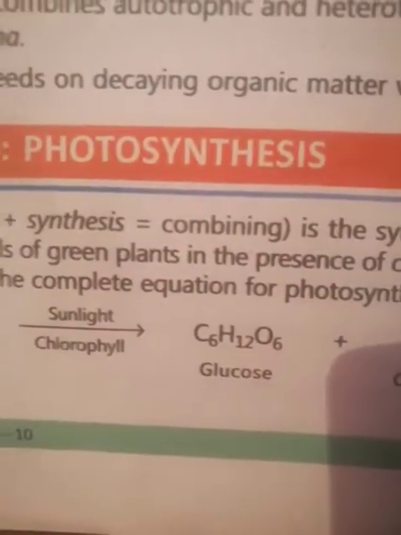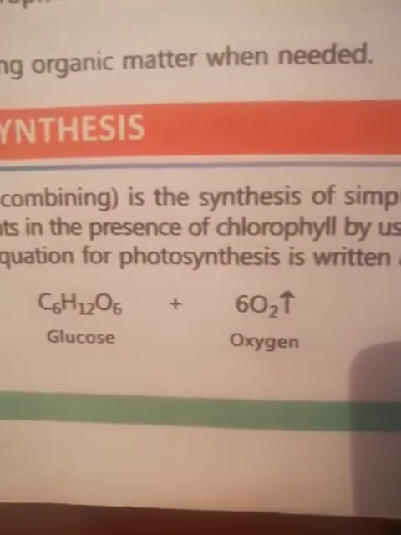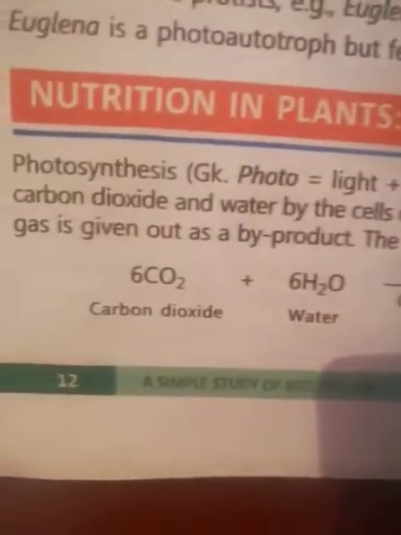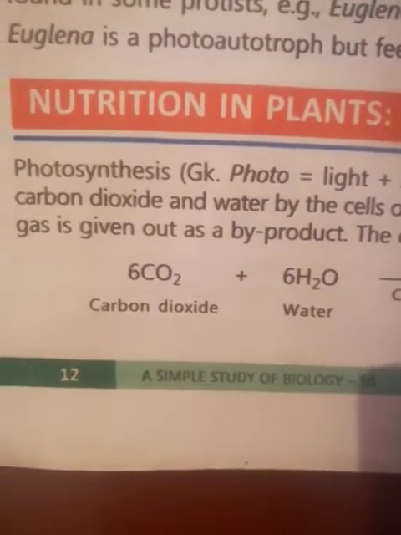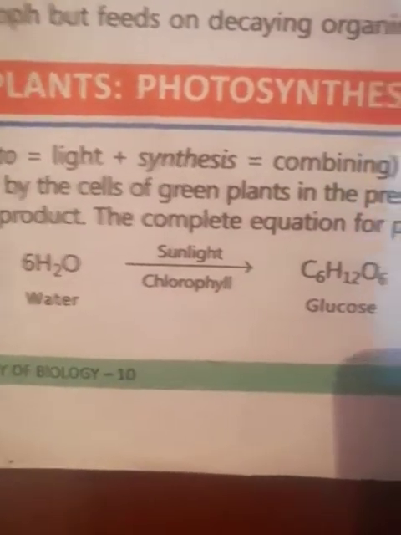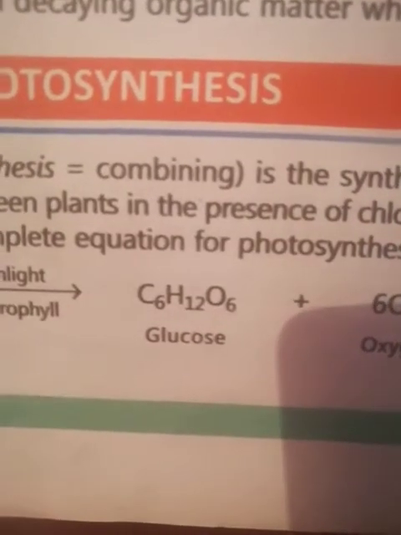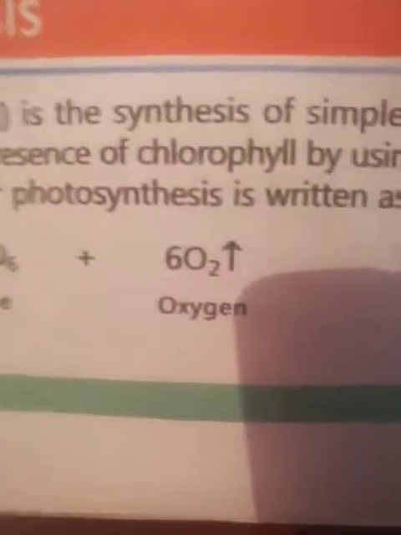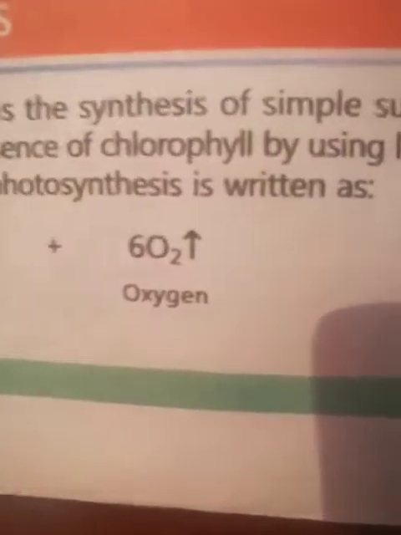The complete equation for photosynthesis can be written as: 6 CO2 plus 6 H2O, in presence of sunlight and chlorophyll, gives C6H12O6, that is glucose, and oxygen is released, 6O2. What are the events which happen during photosynthesis? Let us see here.